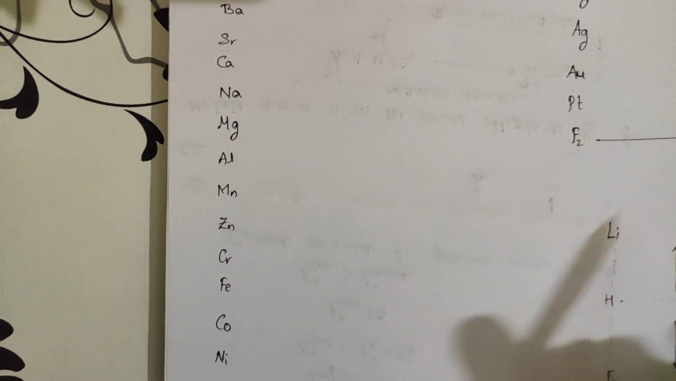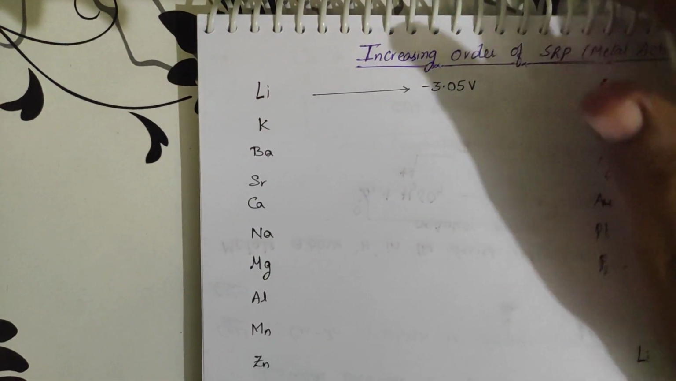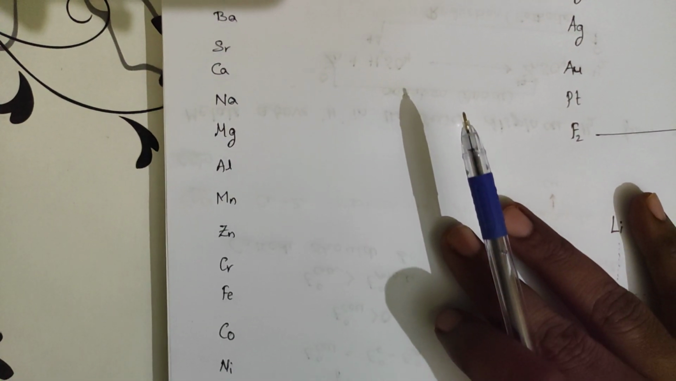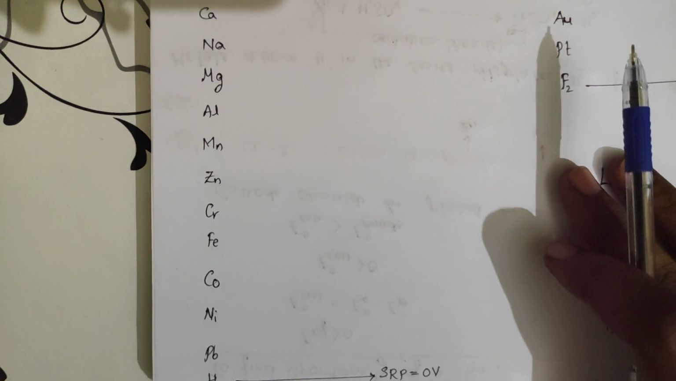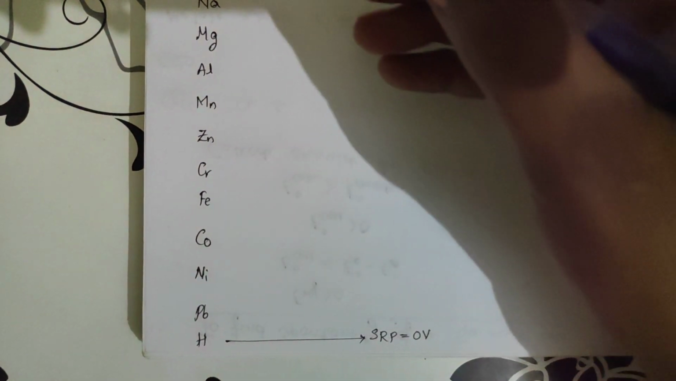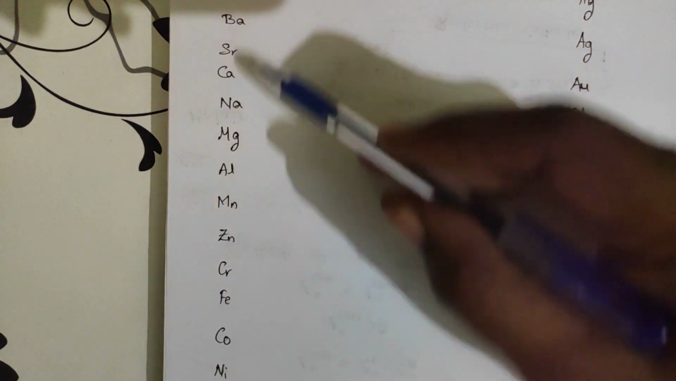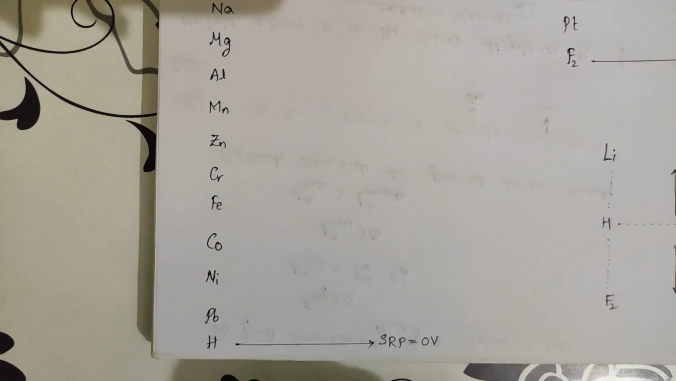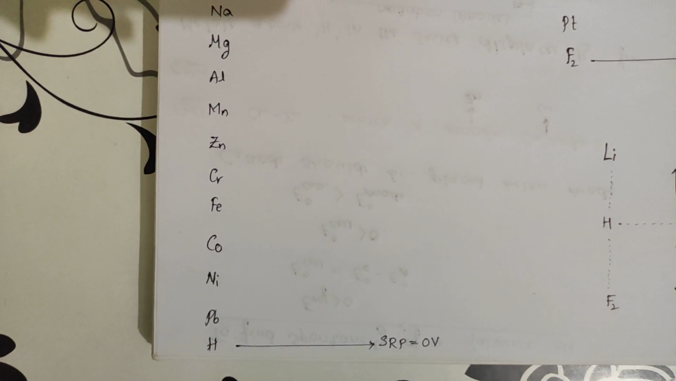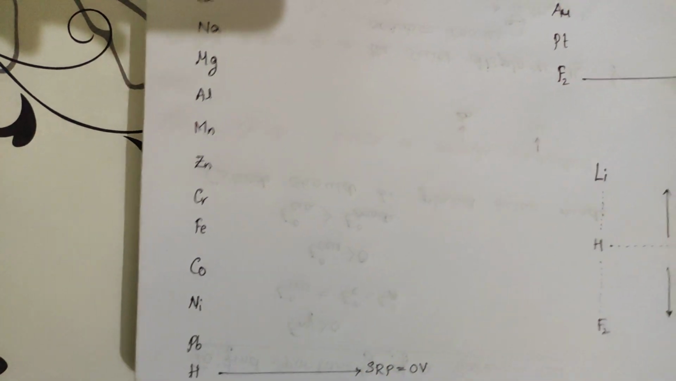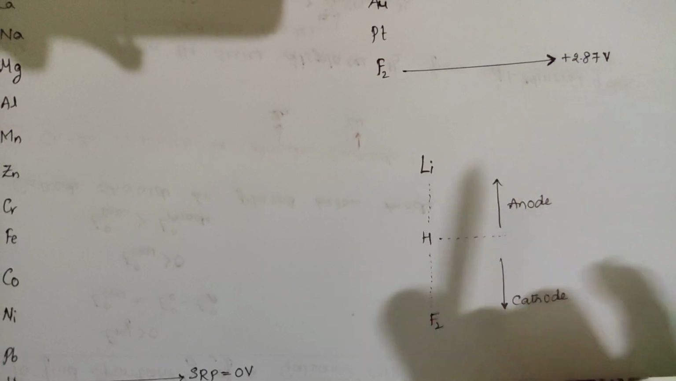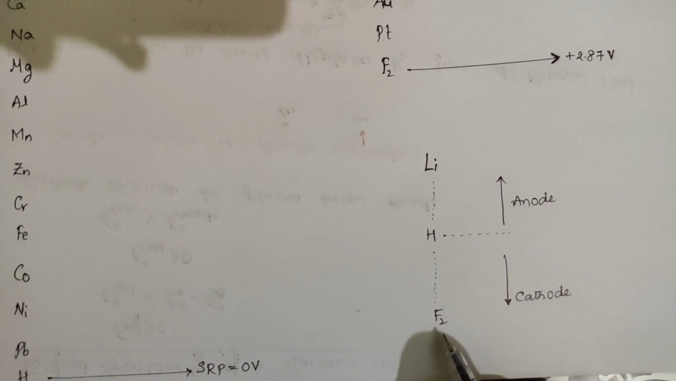Right? So in the same way, generally I have written some things with respect to the series. This is the one: lithium, potassium, barium, strontium, calcium, sodium, magnesium, aluminum, manganese, zinc, chromium, iron, cobalt, nickel, lead, hydrogen. These are the things present above hydrogen. When you combine these elements with hydrogen, the upper one will undergo oxidation, the below one will undergo reduction. After hydrogen, this is the continuation: copper, mercury, Ag, Au, platinum, fluorine. I have written lithium as the starting one, hydrogen in the middle, and fluorine at the end.